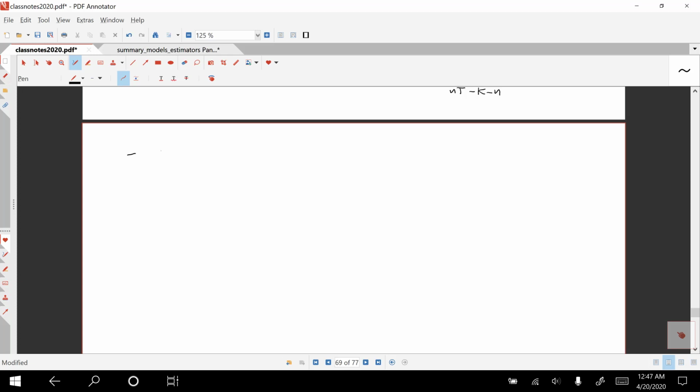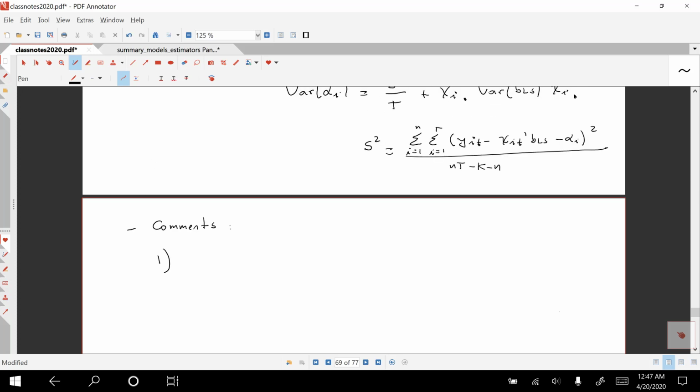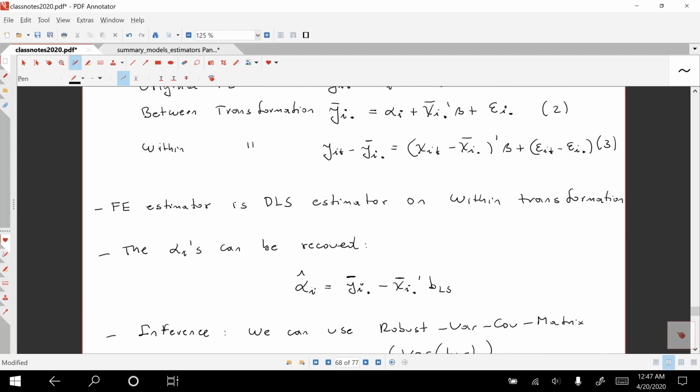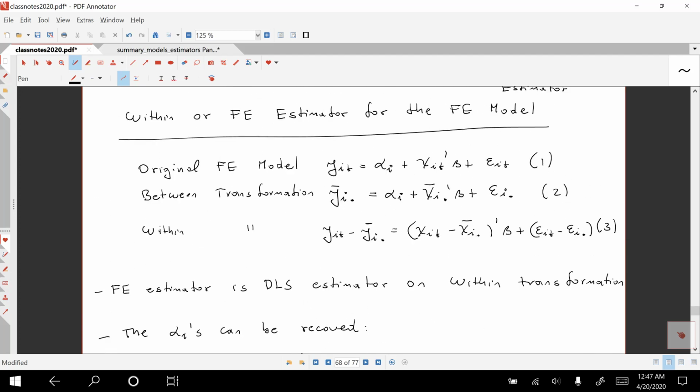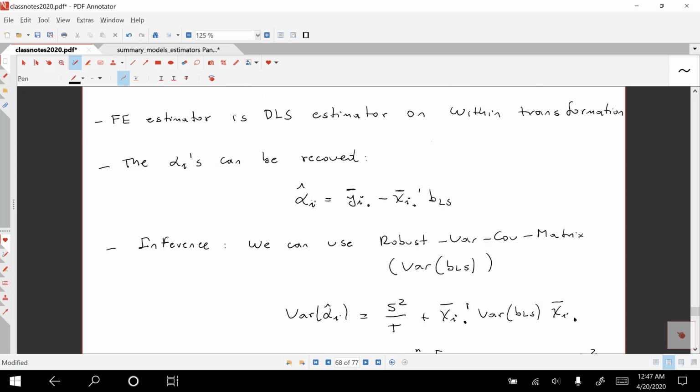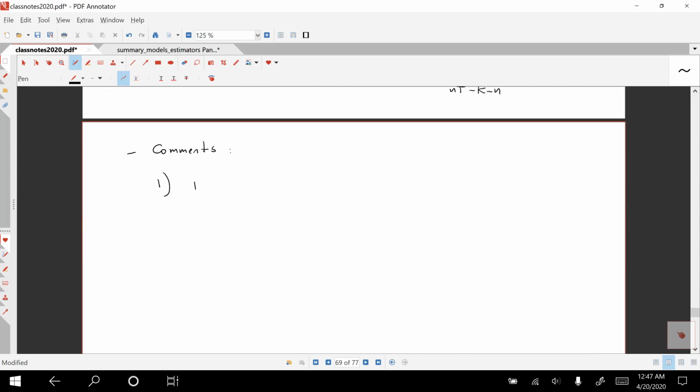Now, some comments about this fixed effects estimator. The first one is that instead of using the fixed effects estimator to estimate the fixed effects model, it's also possible to use OLS with dummies to estimate the model.